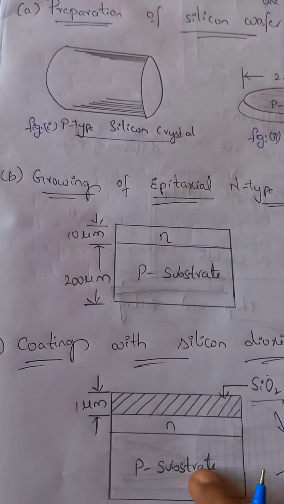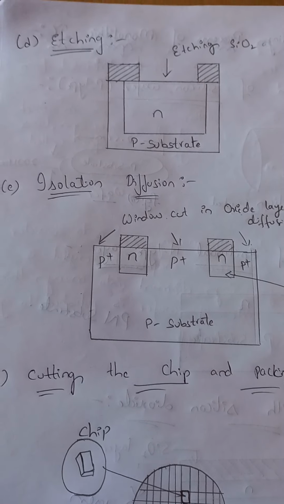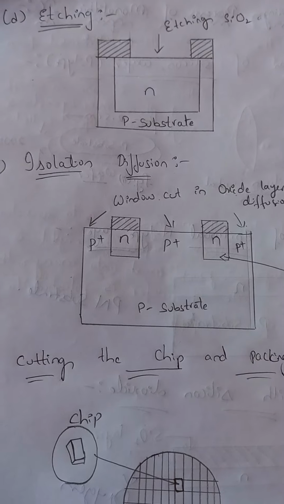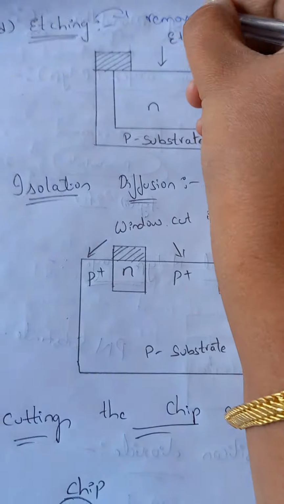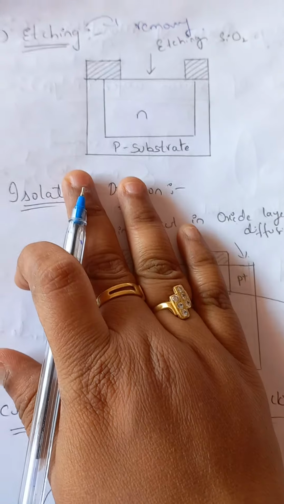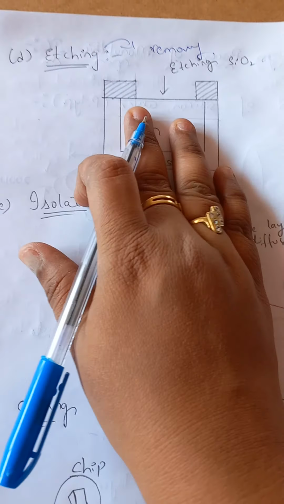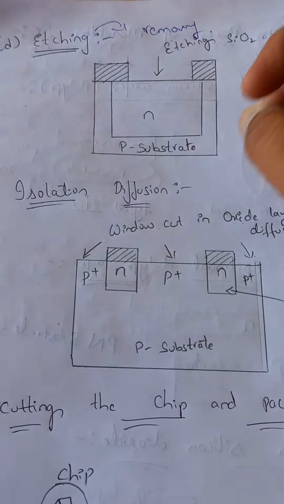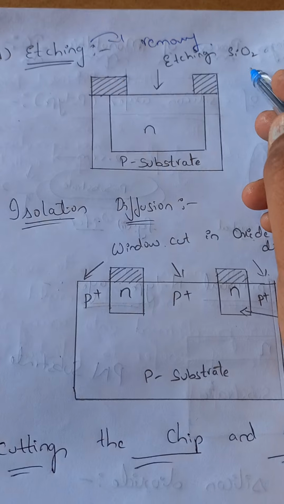Okay, coming to the next step here, the next step is etching. Etching is nothing but removing. Before any impurities are added to the substrate, the silicon dioxide layer has to be removed. I want to add some components, some impurities here, so I'm going to remove the silicon dioxide layer.